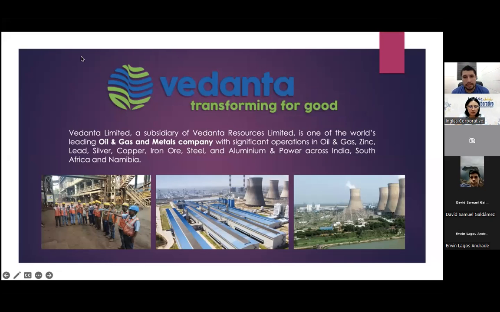We found this company named Vedanta. Vedanta works in different countries like South Africa and India. The main activity is an oil, gas, and metals company. When they find minerals or gas, they go to the place.